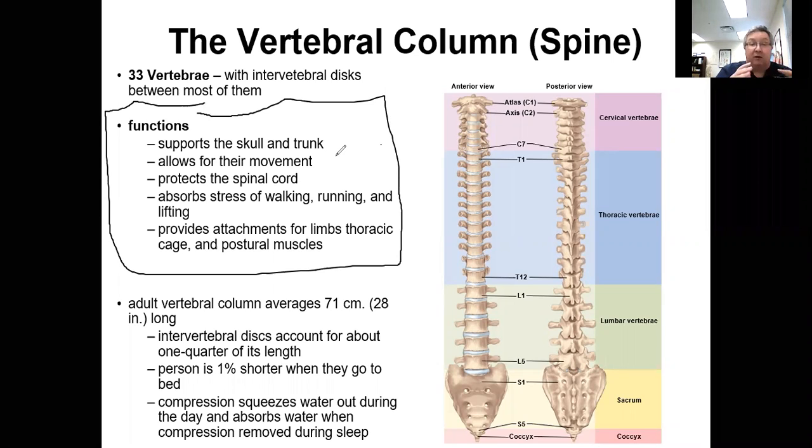The vertebrae absorb a great deal of stress when we walk, when we run, and when we lift objects. And it is a major attachment point for muscles. We will talk about some of the muscles that come off of the vertebrae when we complete the vertebrae themselves in a few seconds.